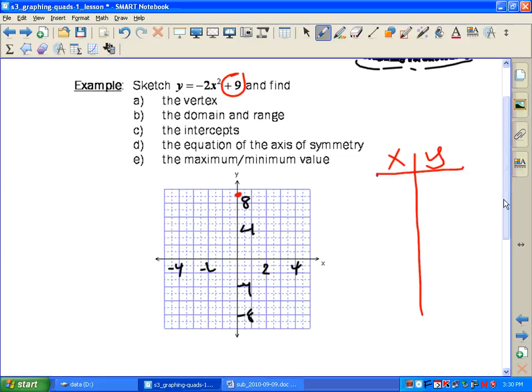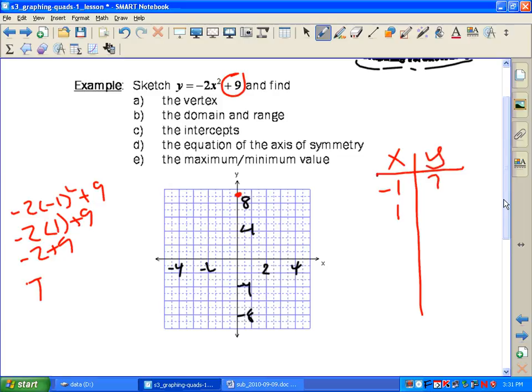So let's plug in the old famous, I don't know, let's go -1 and 1. Well, -1 squared, I'll do that over here. -2 times -1 squared plus 9. So that's -2. -1 squared is 1 plus 9. So that's -2 plus 9. So that's 7. So -1, if we plug it in, we get 7.